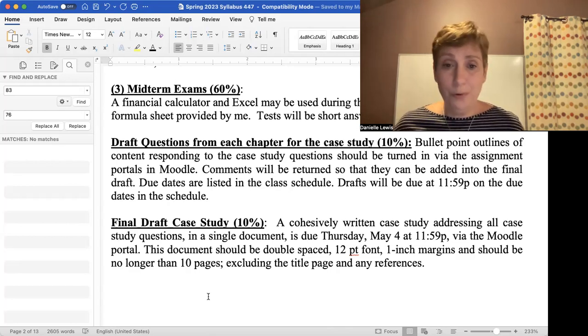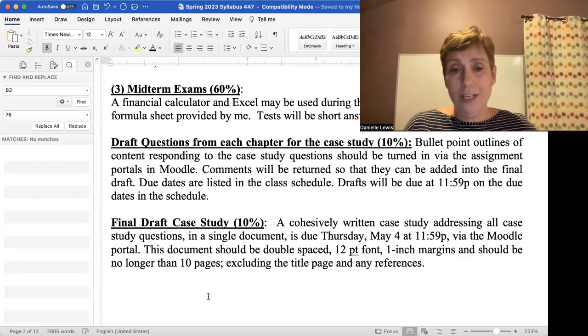And I have all the rules. It should be double spaced, no more than 10 pages, which is probably going to be kind of tough to do, to keep it within 10 pages. I'm not including the title page or references in that, but you should have a title page and reference list, and be cited as you would normally do for a project.